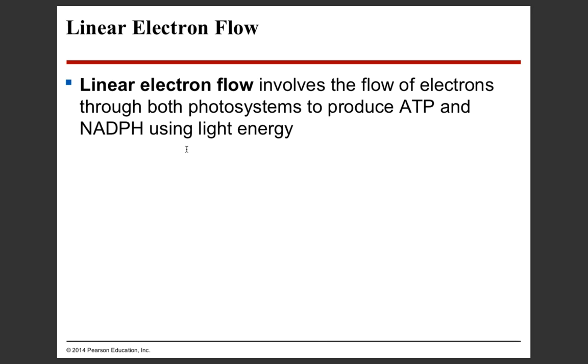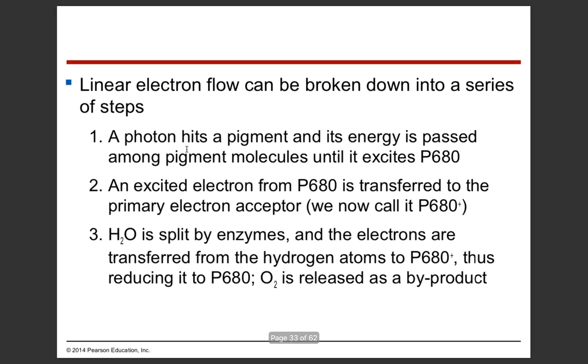Okay, so we have this linear flow of electrons, and we're going to be following this in order to create our ATP and NADPH because those are very important. We're going to pass them off into the Calvin cycle. Linear electron flow involves the flow of electrons through both photosystems, 2 and then 1, to produce ATP and NADPH using light energy or solar energy. Here are the steps. Linear electron flow can be broken down into a series of steps. There's something like 8 of them.